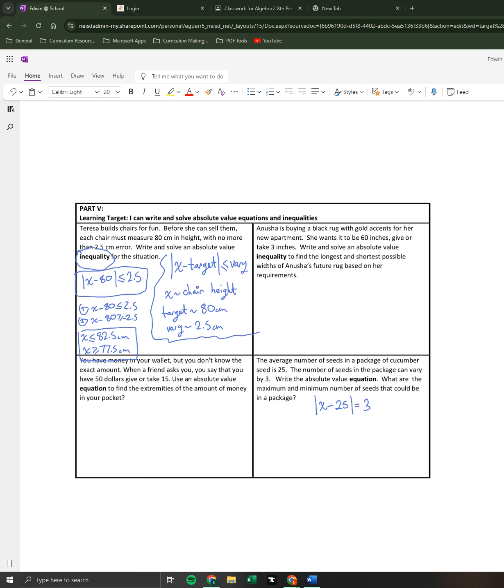Since it's an equation, we want an equal sign. So that's why we write an equal sign. Finally, we have values like this for the equation. X minus 25 is equal to 3, or X minus 25 is equal to not a 3, but a negative 3. And from here, we could just solve for a set of x's, which is 25 plus 3 is 28. 25 minus 3 is 22.